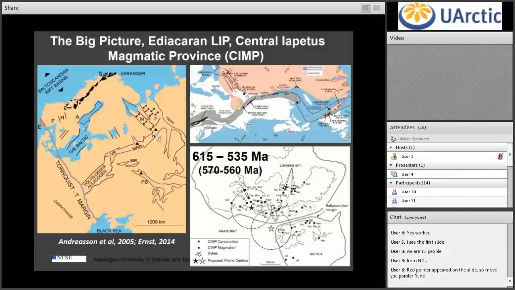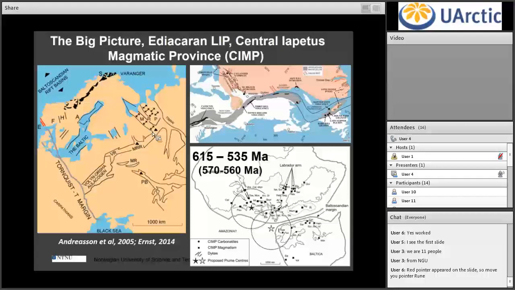And finally, on the last slide to the lower right, we have an interpretation from Ernst, I believe it was, probably also several others, where he's trying to rearrange the continents back there in the Ediacaran. And you can see the Baltic continents to the lower right. Then we have parts of Laurentia in the upper part of the image. And in this image, the Seiland Igneous Province would be placed to the right, where it says something like Sør.